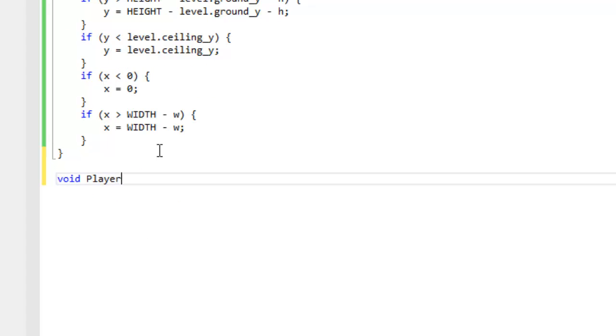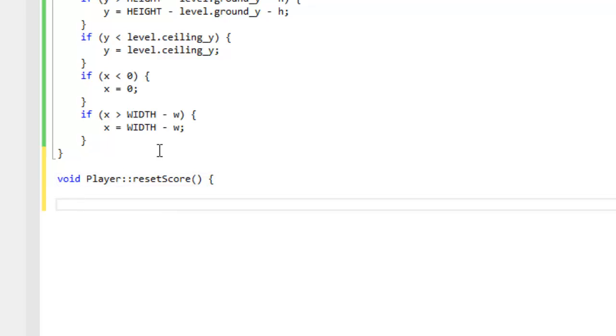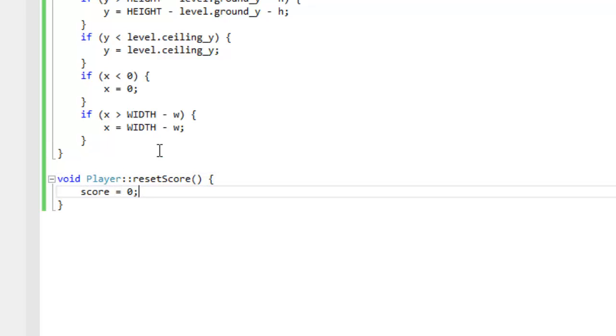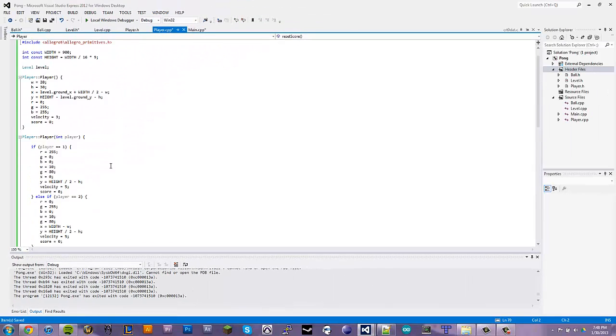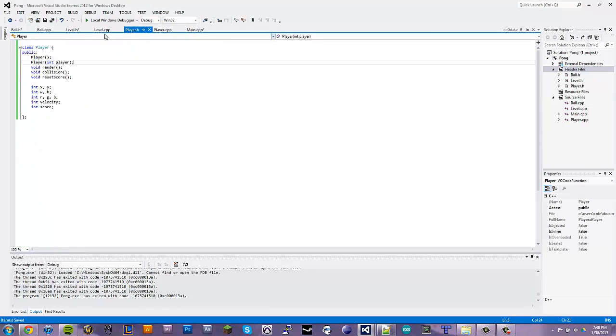Now let's make our reset score. Skip score. And that's that. I don't think there's much to explain there. I guess that's all of the player, honestly.